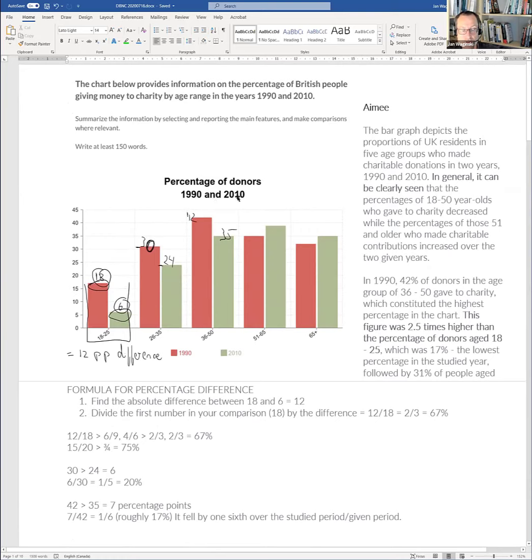This is the percentage of people in each of these five categories who donated money to charity. We don't know how many people, or how much money they gave, nothing like that. Just the percent of the total in each group which gave money to charity. In 1990, 18% of 18 to 25 year olds gave to charity, which dropped to 6% in 2010.